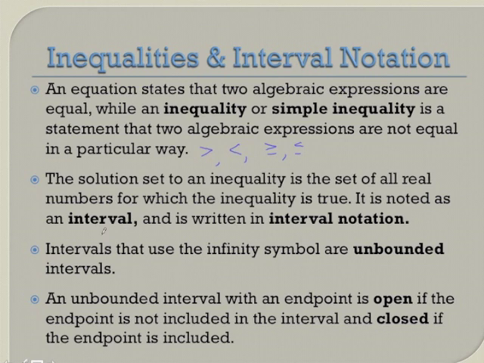It's noted as an interval. We might talk about x being greater than 2, but we write it using interval notation. In that case, greater than 2, we would go from 2 to infinity. Intervals that use the infinity symbol, as this one did, are unbounded. They can go on forever. There was no bound. An unbounded interval with an endpoint is open if the endpoint is not included in the interval, and closed if the endpoint is included.